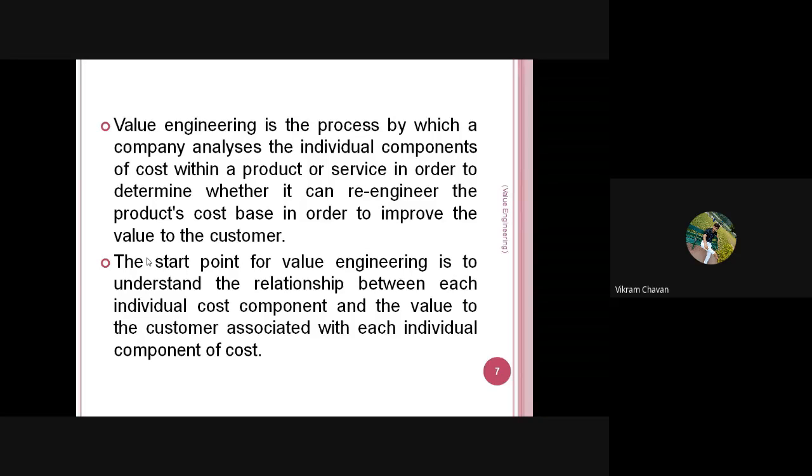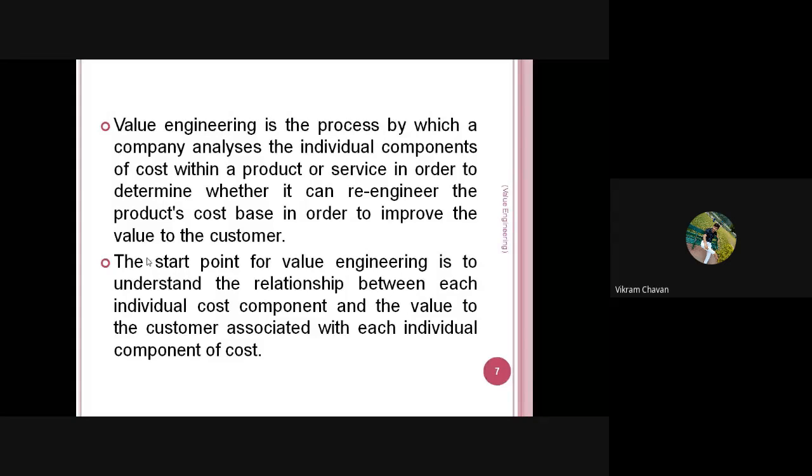Okay, what will be the starting point of value engineering? First, we should understand what the functioning of a particular component is. Okay, so this needs to be understood, and what value should be provided to that particular function. Okay, and whether it will be helpful to increase the valuation of that particular component for the customer. Okay, so that is the basic strata or the starting point for value engineering.